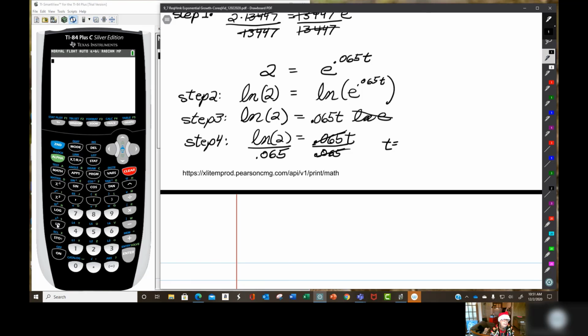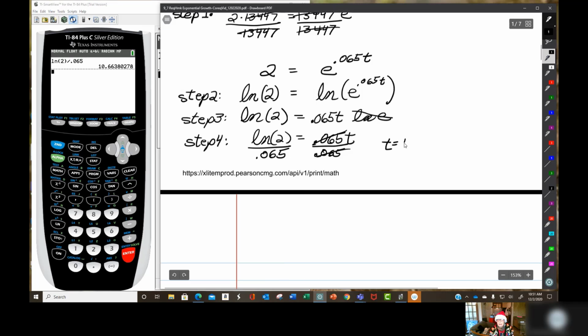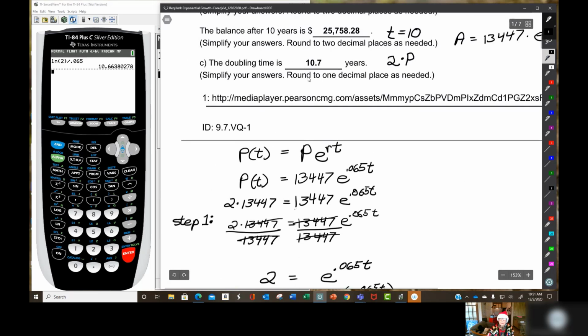I hit the ln key. The ln of 2 divided by 0.065. Enter. So there I have 10.6638028, and let's see how many places they want us to round to. Round to 1 decimal place.